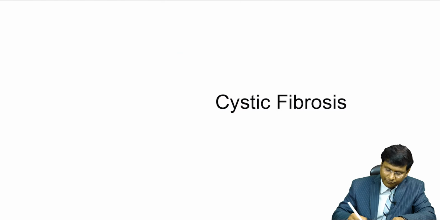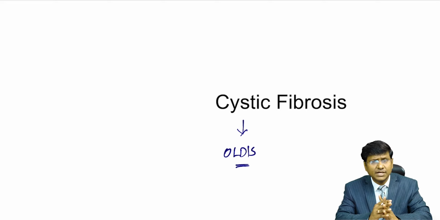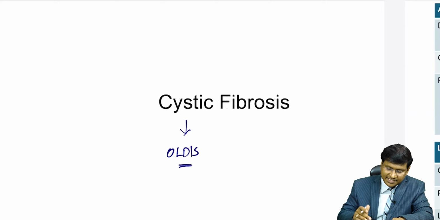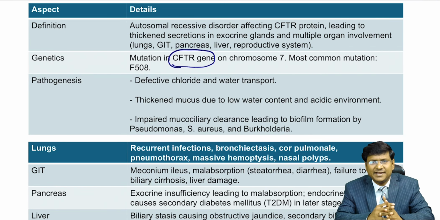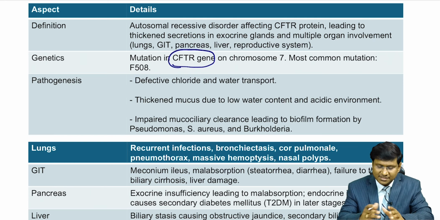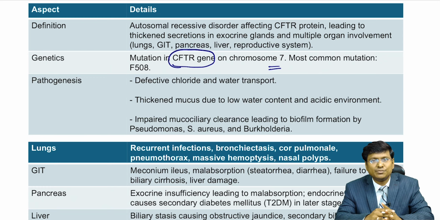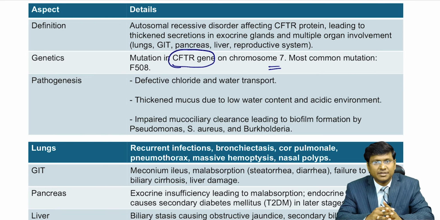Now, followed by this, another important obstructive lung disease is cystic fibrosis. Cystic fibrosis is mainly due to a gene mutation. And what is that particular gene that is being mutated? The CFTR gene is being mutated. And where exactly is this CFTR gene present? The CFTR gene is present on chromosome number 7.